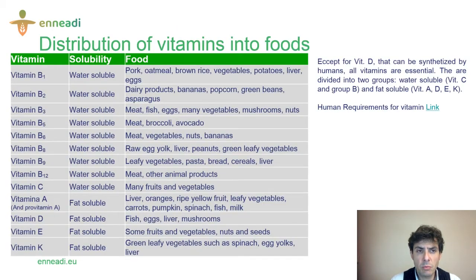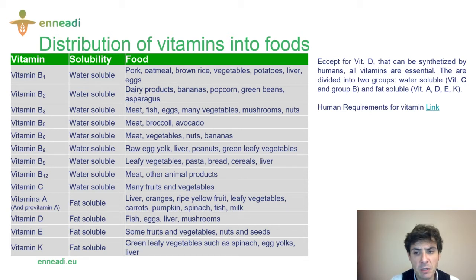This is a table representing the different vitamins we have in foods. The table describes if they are soluble in water or in fat. We can see that just 4 vitamins are present in fat foods, vitamin A, D, E, and K, while all other vitamins, all vitamins of group B plus vitamin C, are water soluble. The table also represents the distribution in foods.